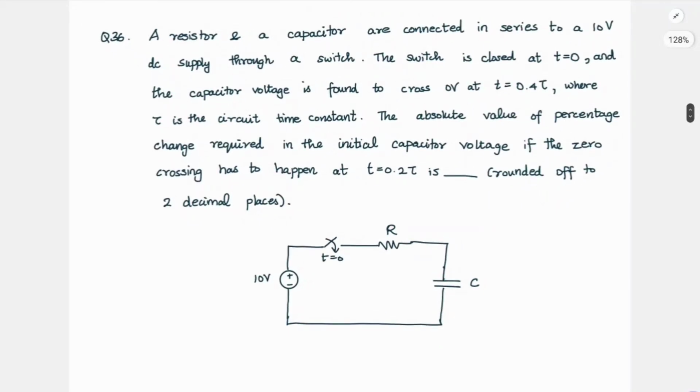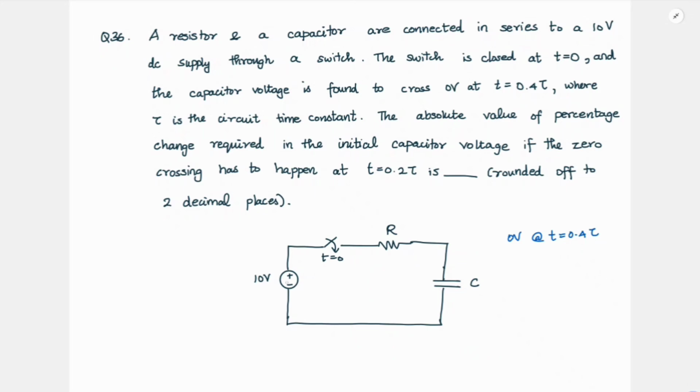So here we have another question from GATE 2020 on network theory. A resistor and a capacitor are connected in series to a 10 volt DC supply through a switch. So this is the circuit. The switch is closed at t equal to 0 and the capacitor voltage is found to cross 0 volt at t equal to 0.4 tau. So 0 volt at t equal to 0.4 tau.